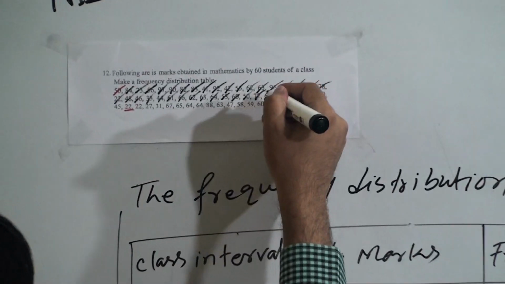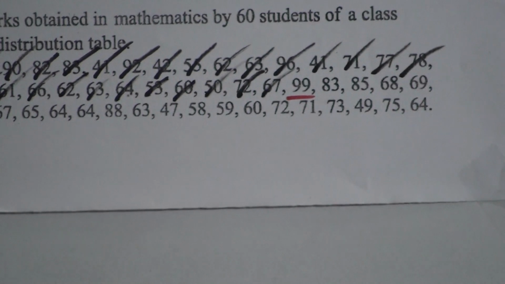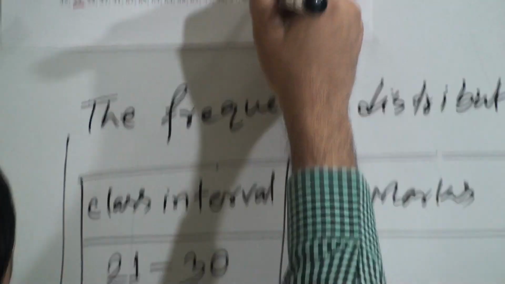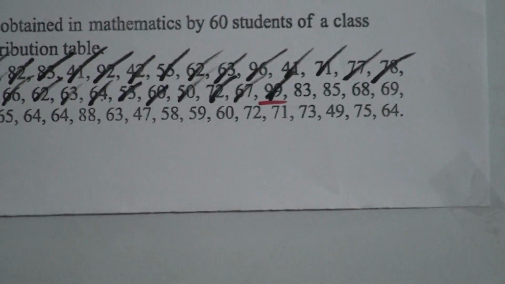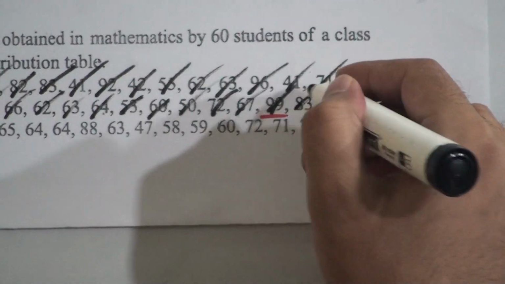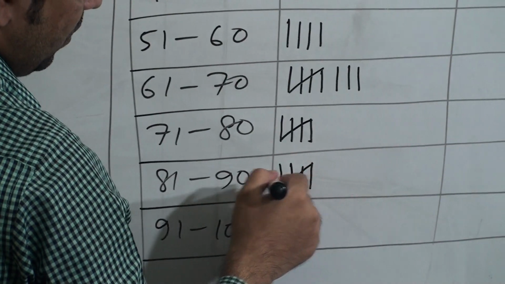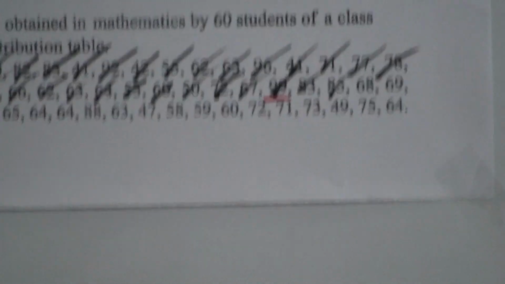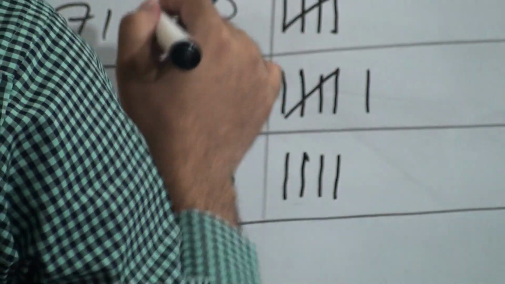Now 67. 67 in 61 to 70. Now 99. Yes, 99. That will be in the last class. Now 83. 83 is 81 to 90. Now 85 again, so here 85, 81 to 90.